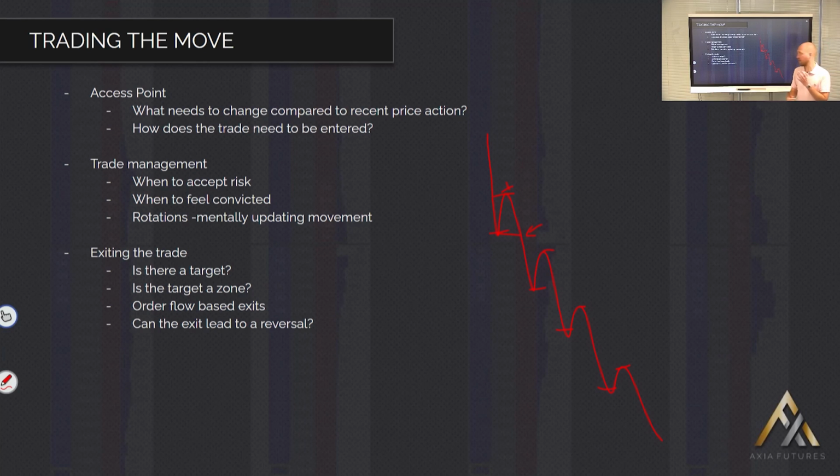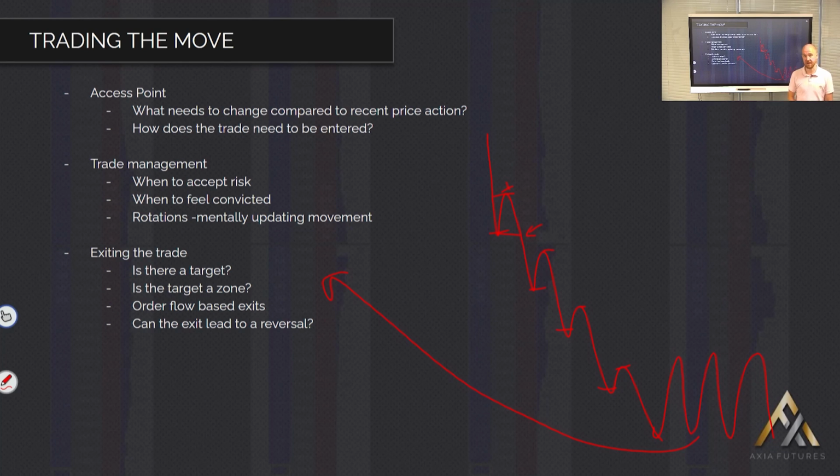So you're seeing the rotation in terms of potential, but also you're seeing the rotation in terms of knowing when it's changing. Starts doing that, the move potentially is over. And then this part leads to your exiting the trade. Do you have a target, or is the target a zone of prices?